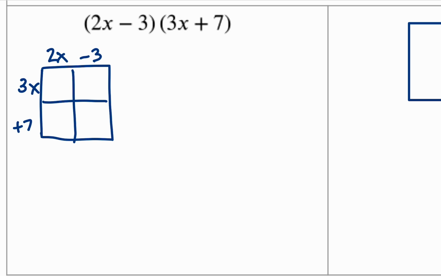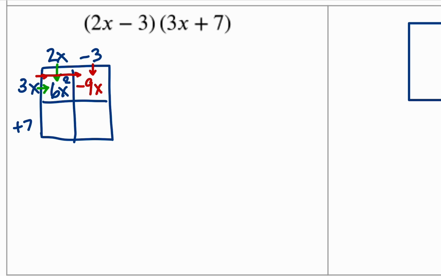Okay, so what I'm doing is I'm multiplying. Think of this like an array. I'm going to multiply this times that, and the answer goes in that box. So 2x, 2 times 3 is 6, x times x is x squared. Now I'm going to do this number by this number, and the answer is going to go in that box. Negative 3 times 3x is negative 9x.